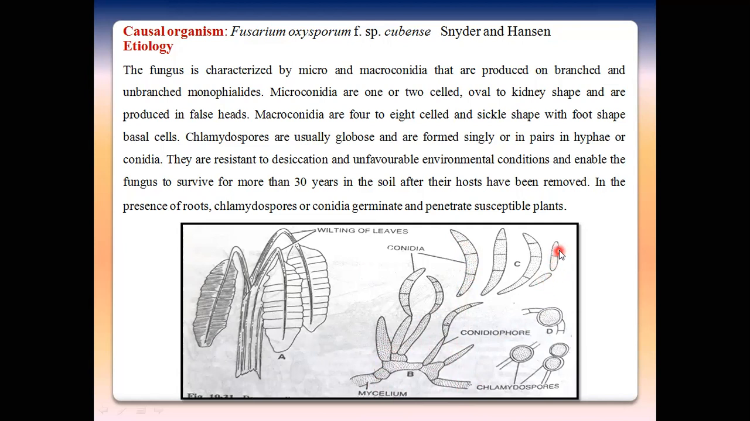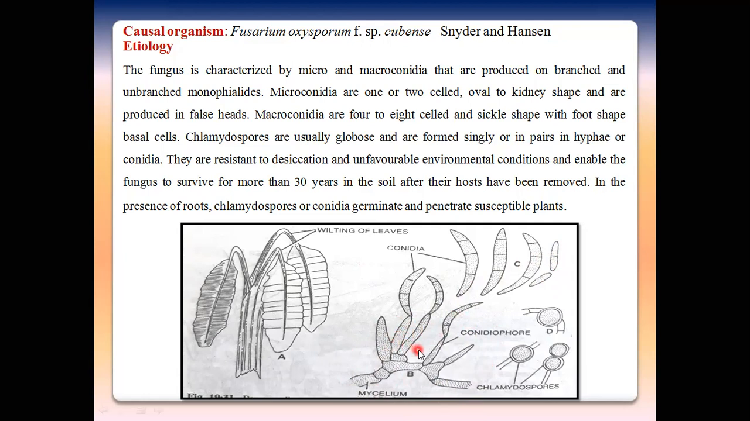This is the one or two-celled microconidia, and this conidia is always oval to kidney shape. Okay, means micro and macroconidia is always produced on these spore fruits, that is known as the sporodocia.